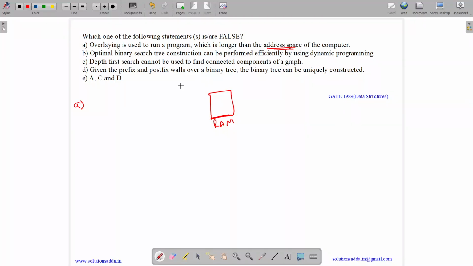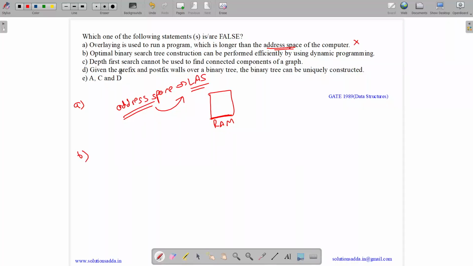But overlay cannot increase the address space. Here the address space means the logical address space. Overlay cannot increase the logical address space. It is just used to run when the physical memory is limited for us. Or we can also say that address space by default means the logical address space, and overlay is a technique which is used to run a program which is bigger than the size of physical memory or the RAM by keeping only those instructions and data that are needed at a given point of time, but it cannot increase the address space. Thus option A is false.